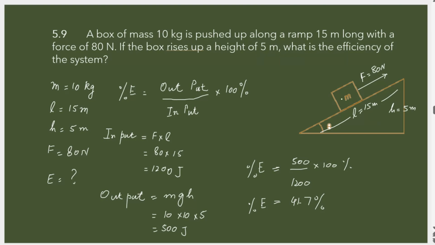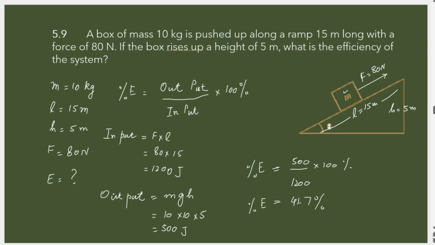Mass of this box is 10 kg, length of the ramp 15 meter, and height of the ramp is 5 meter. The force which is pulling the box upward is 80 Newton. We have to calculate the efficiency. The percentage efficiency is output over input multiplied by 100%. Input is equal to the force which is applied to pull this mass to the length of 15 meter. So input will be equal to F multiplied by L, which is equal to 1200 joule.